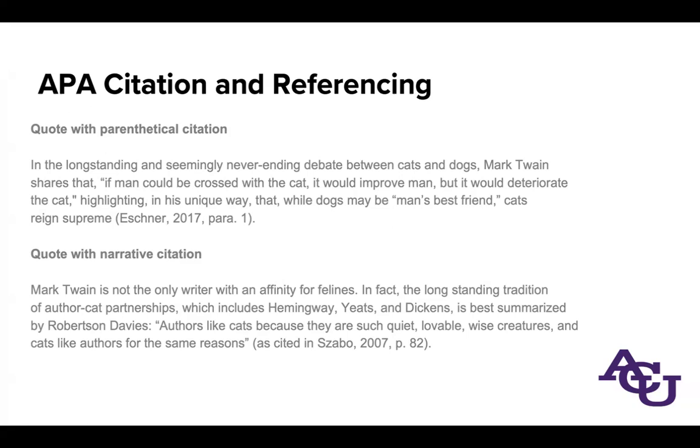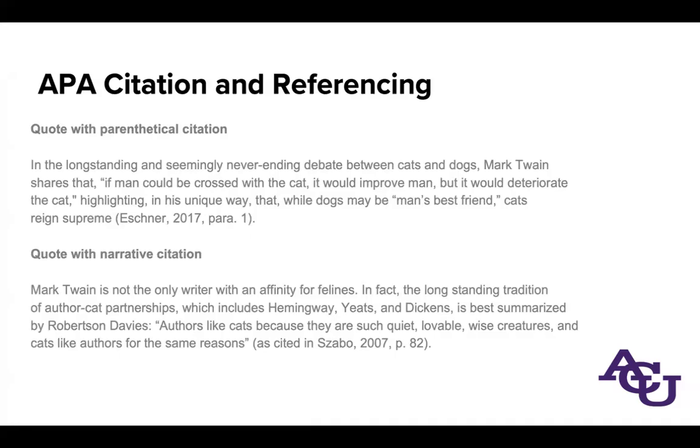And then at the end, I have my citation: the author's last name, the date, the year it was published, and then instead of a page number, I indicate that this is from paragraph 1. That at the end is my parenthetical citation, but we also have the option of doing a narrative citation where we weave the author date information into the sentence.